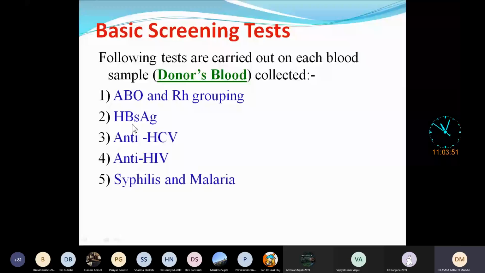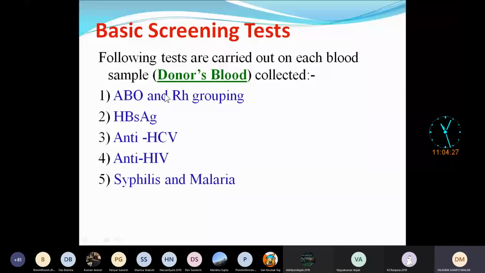HBsAg is done for the hepatitis B virus, and then we will also do anti-HCV, which is done for the hepatitis C virus. Then the anti-HIV test also we will do, and we will do the syphilis test, and in malaria-prone areas, we will do the malaria test. So this basic screening test you have to remember, and it is important also. In your practical, we can ask you what basic screening tests are done in the donor. Usually we don't ask about the recipient because there only ABO blood grouping and Rh grouping is done.